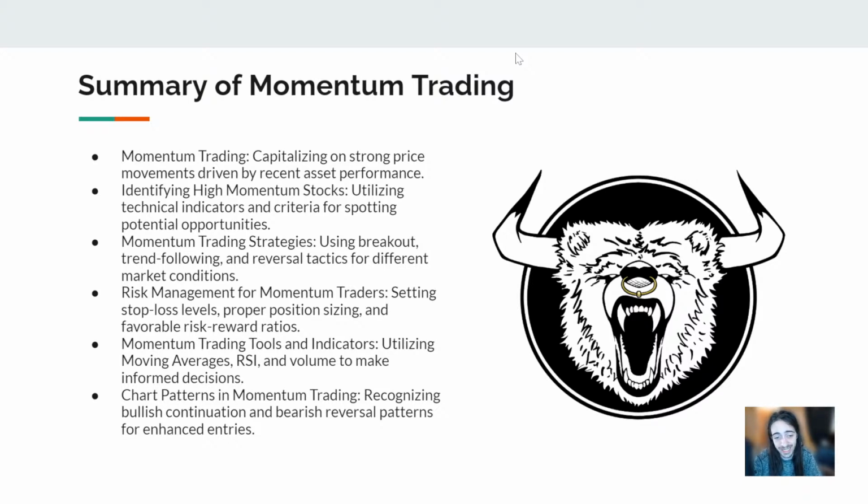Momentum trading tools and indicators: utilizing moving averages, RSI, and volume to make informed decisions. That's again super important. If we use these indicators to help us, okay, well, it looks like the RSI is pushing above 60, it's pushing above 70. Instead of looking for a reversal because RSI is getting so high, we're going to want to keep trading that trend higher until maybe we see the RSI peaked at 88 and now the RSI is coming lower.